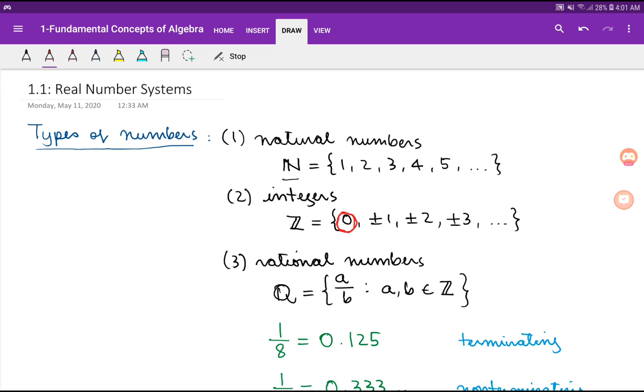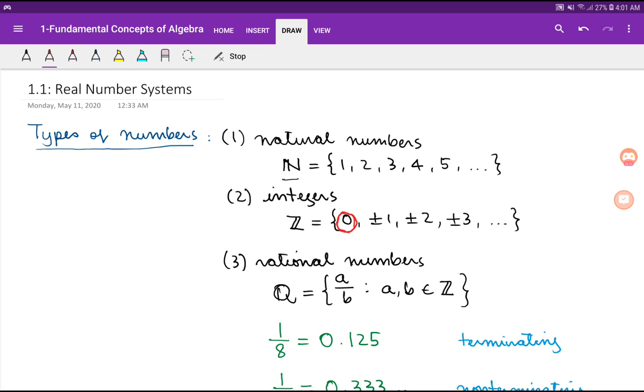So in natural numbers, we have 1, 2, 3, 4 and so on, and all those numbers are positive. There are no negative numbers in natural numbers, but in integers, we include the negative values of the numbers. So for 1, in integers we have positive 1 and negative 1. The same with other numbers: positive 2, negative 2, positive 3, negative 3 and so on.